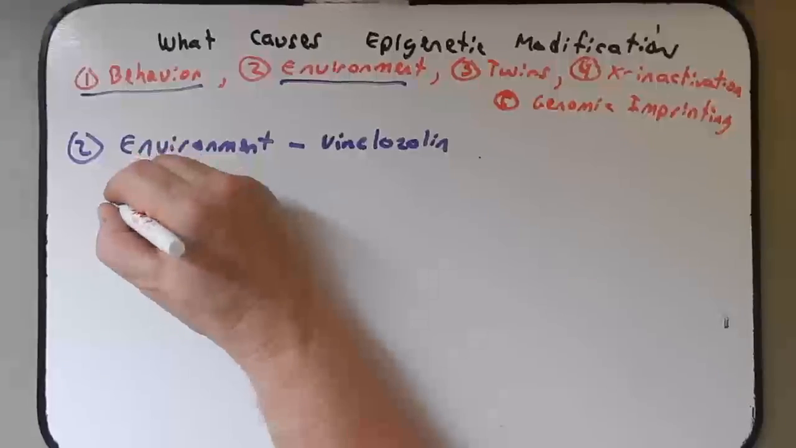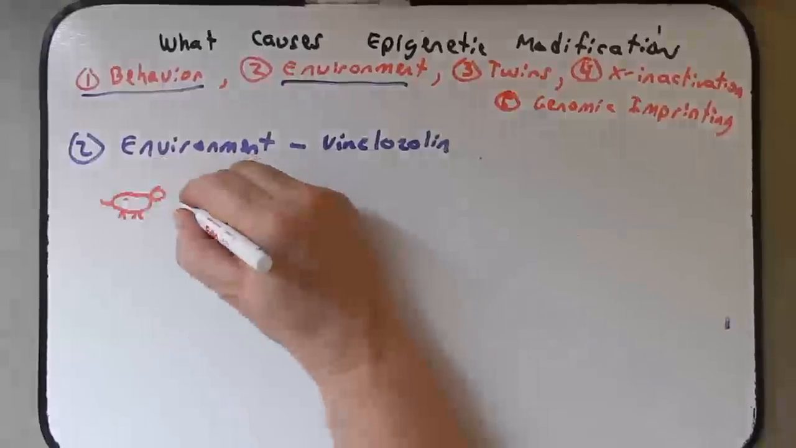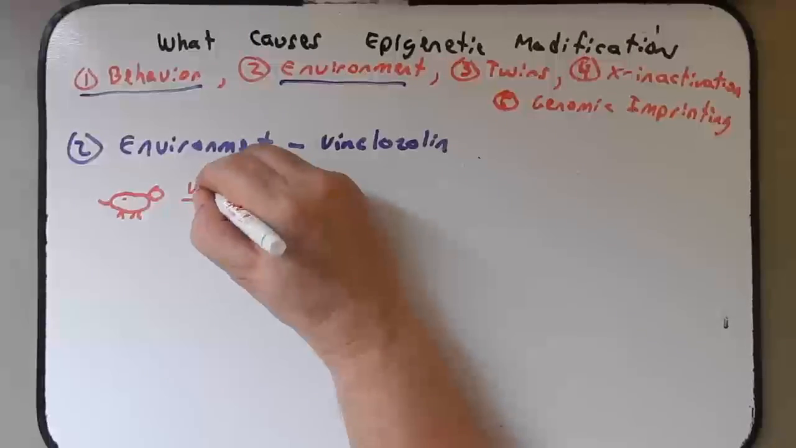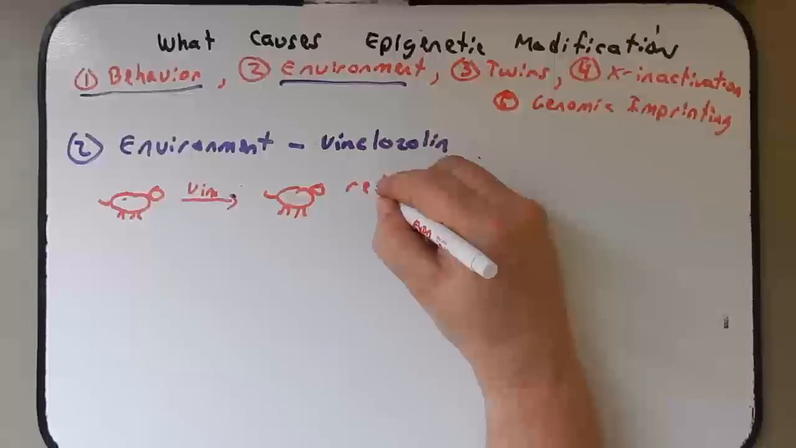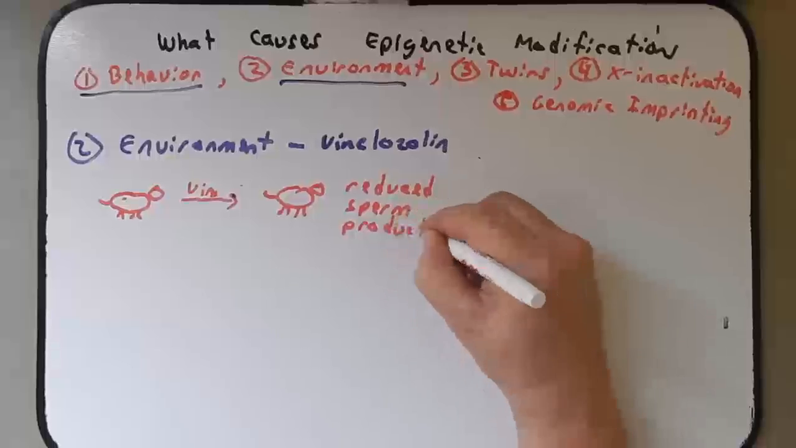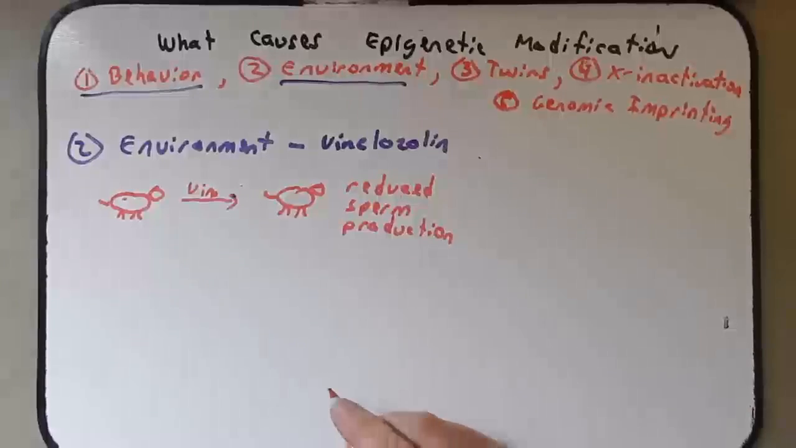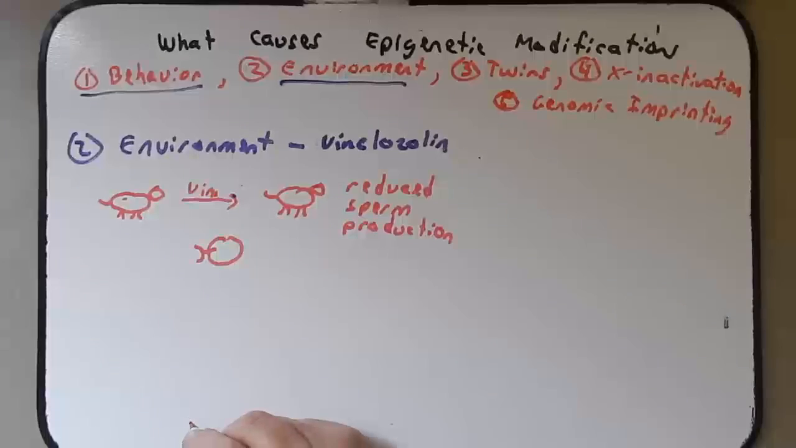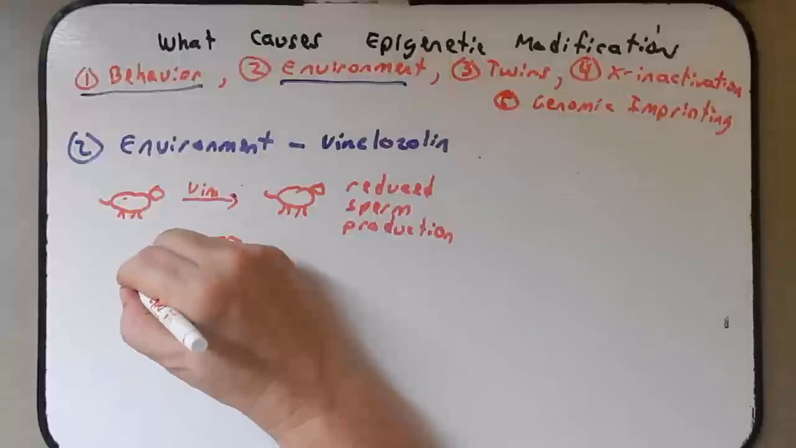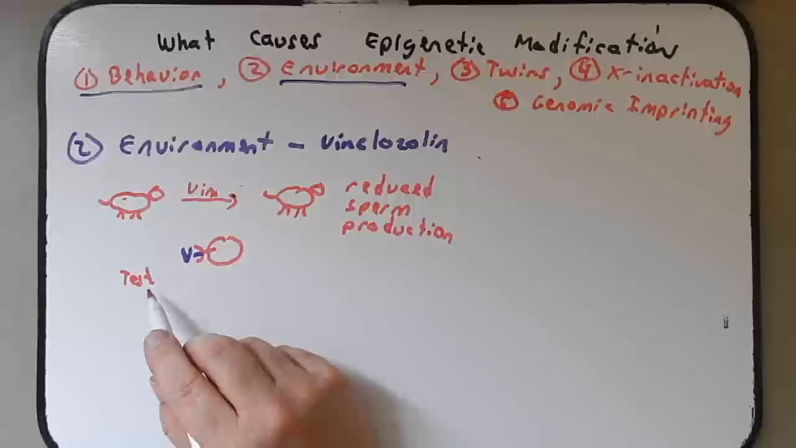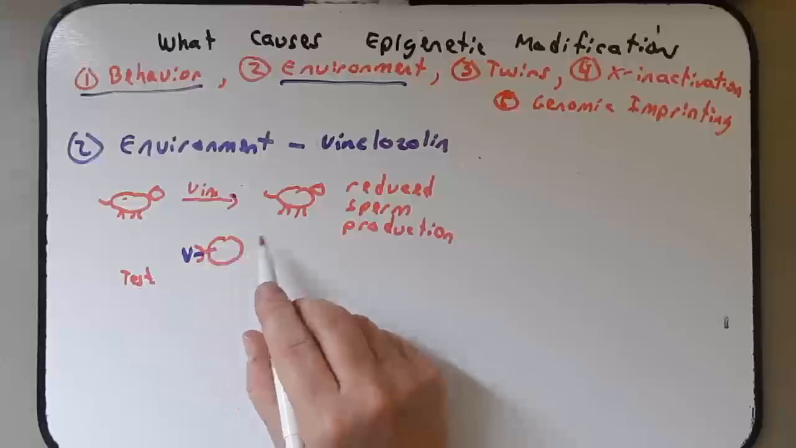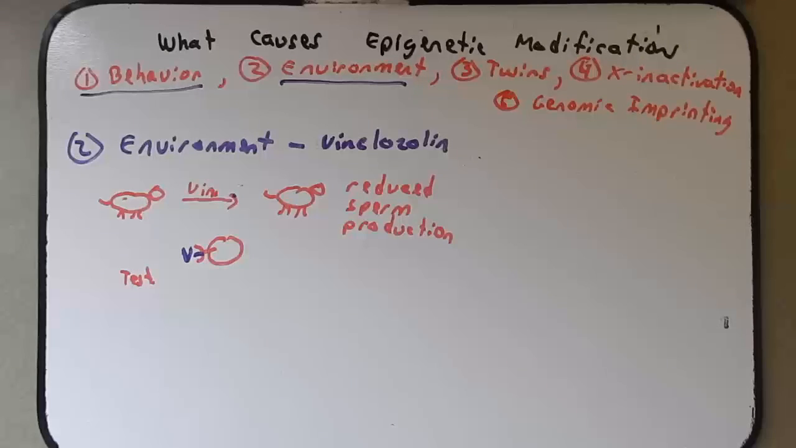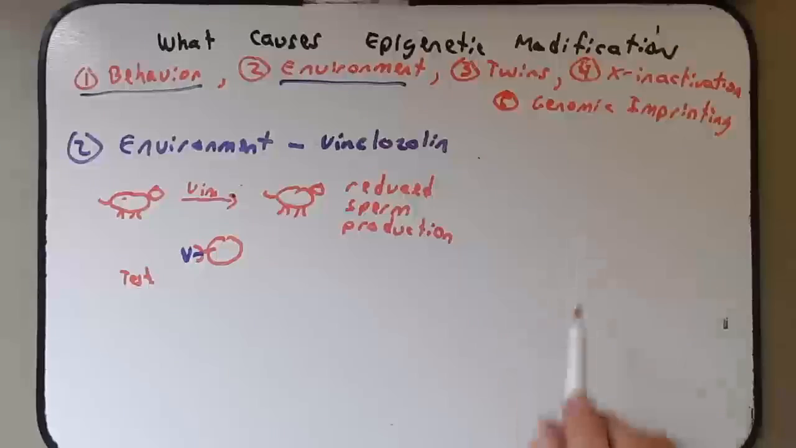What they did in some studies here is they took a mouse and they fed it this vinclozolin, and I'm just going to write VIN. And this resulted in a male mouse with reduced sperm production. Now this makes sense because vinclozolin will bind to androgen receptors, which prevents testosterone from binding to these receptors. And by blocking this receptor from testosterone, it prevents some of these male sexual development processes, such as sperm production. So this made sense. And this alone isn't really an epigenetic phenomenon.